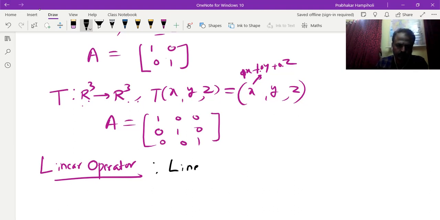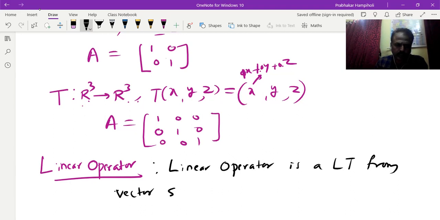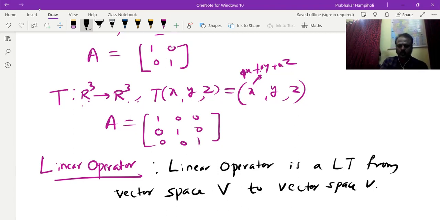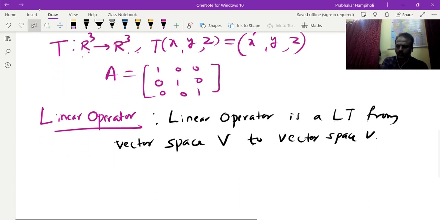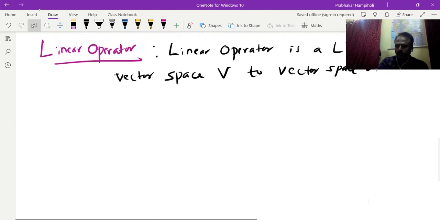A linear operator is a linear transformation from vector space V to vector space V only. It is the same vector space to the same vector space. So it becomes a special linear transformation. So with this note, let us explore more on matrices.